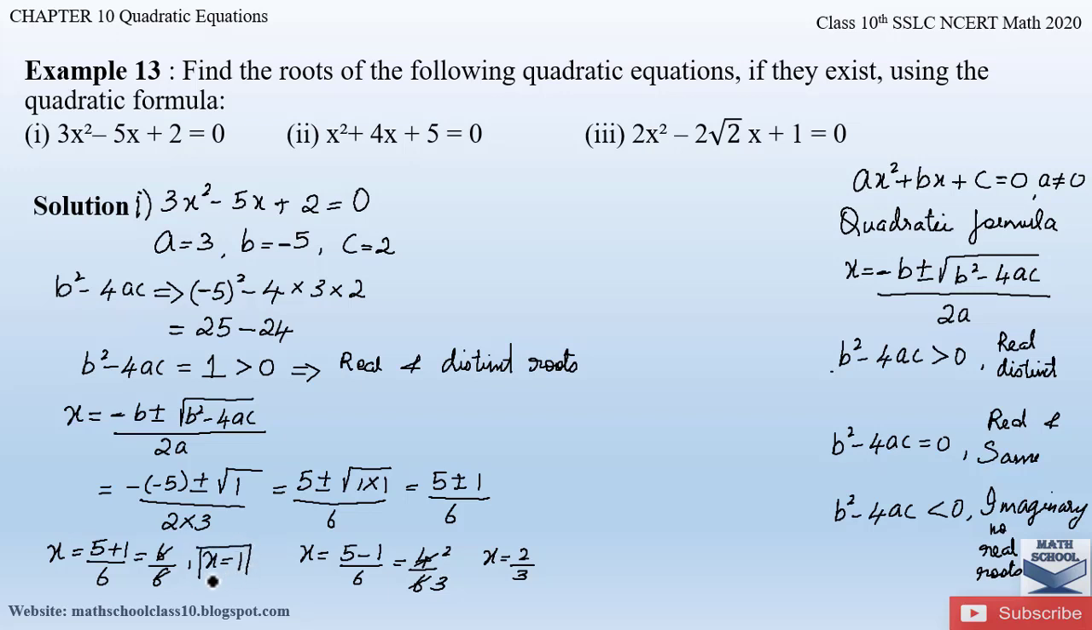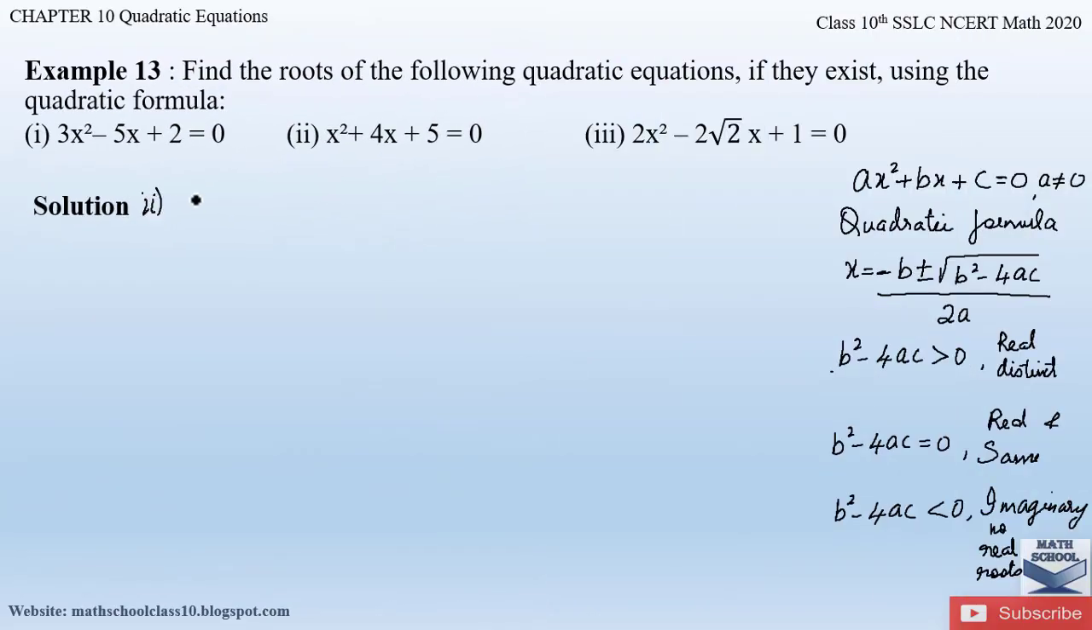Therefore the roots are x is equal to 1 and x is equal to 2 by 3 for the given quadratic equation. Let us write down: the roots are 1 and 2 by 3 for the given quadratic equation.